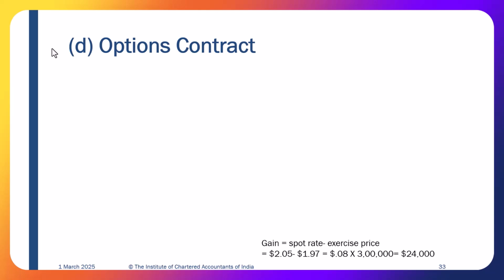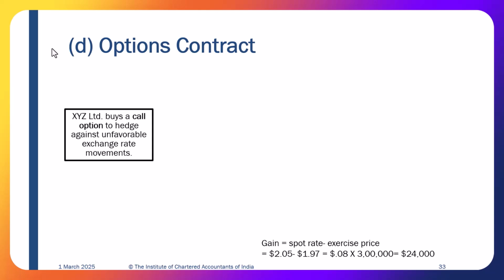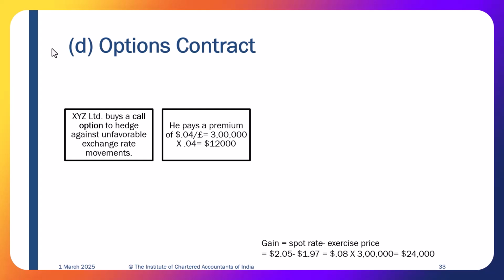In the option, you have chosen an option contract. XYZ Limited buys a call option to hedge against unfavorable exchange rate movement. Now he is going to pay a premium. He is an importer, so he is going to buy a call option, which I have not written, but you can understand. You can always mention that he is buying a call option. So he pays 4 paisa per pound, which means he has to pay $12,000 as premium.